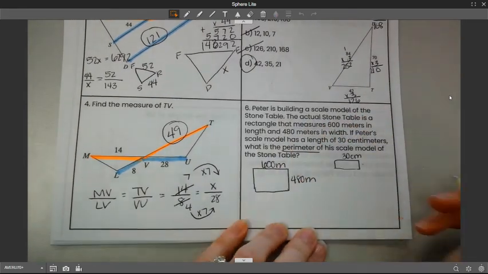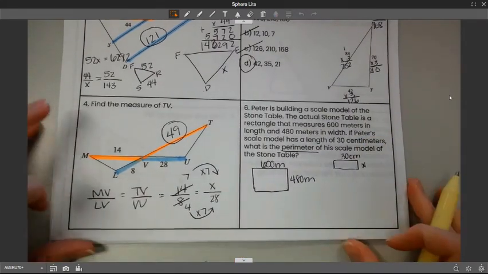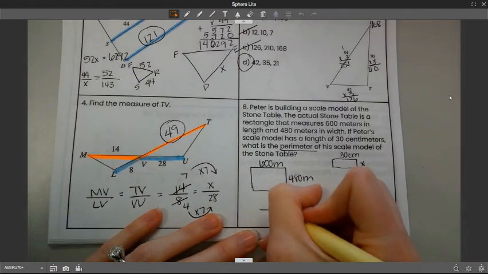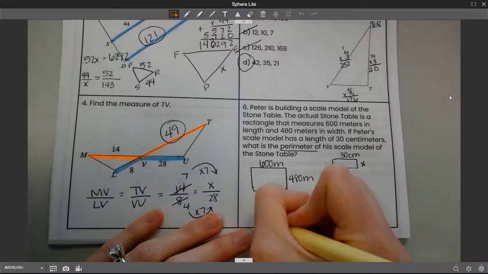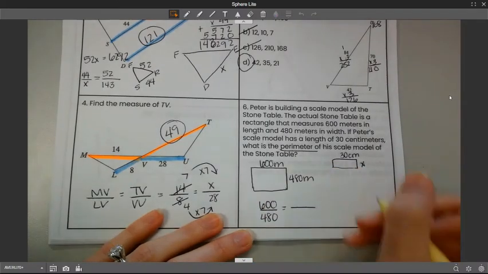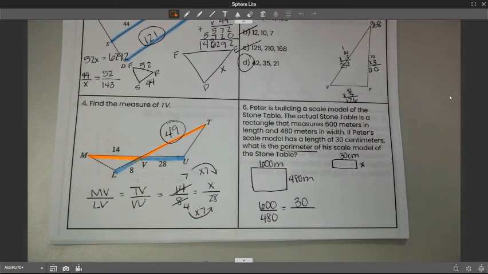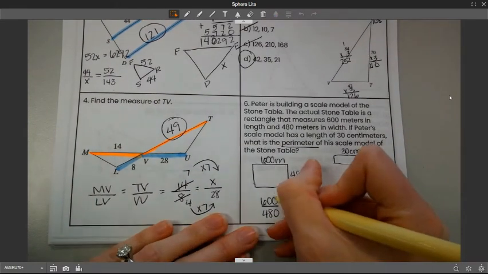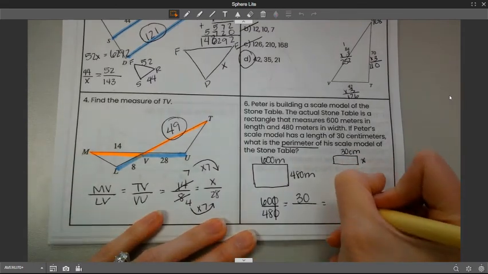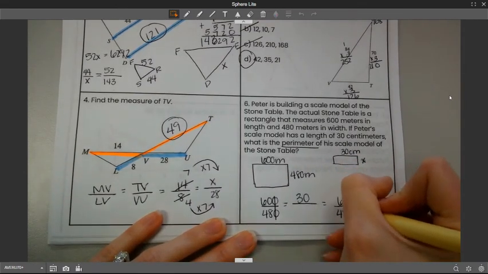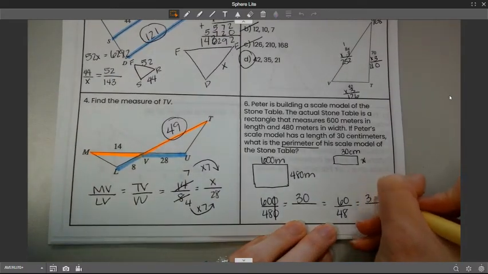And then I have a scale model that has a length of 30 centimeters and I want to know the perimeter. Okay, well, to know the perimeter, I've got to find the width first. So we're going to set up a proportion to solve for the width. So we have 600 over 480 because that's our first model. And then 30 is our length here. To go from 600 to 30, well, I'm actually going to take away these zeros here because they both have a 0. So I'm going to rewrite this proportion to be 60 over 48 because I just divided that by 10, simplifying it. Is equal to something over 30.